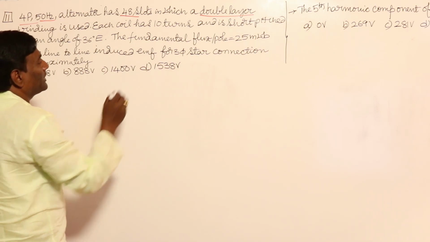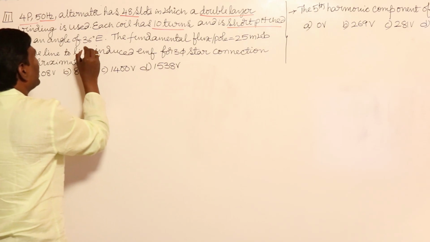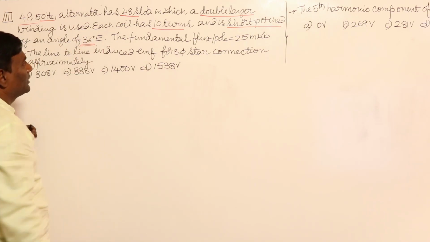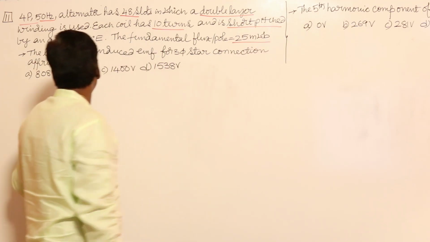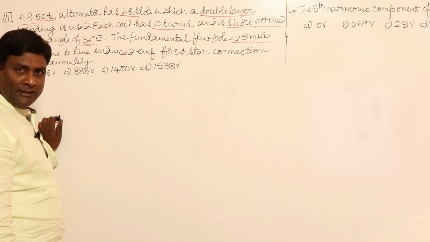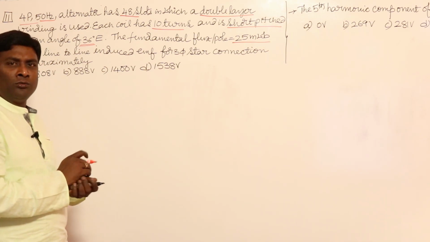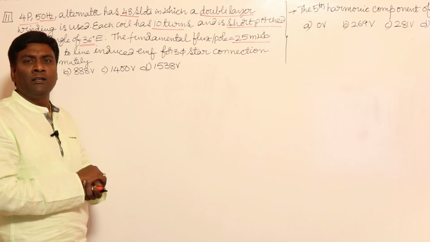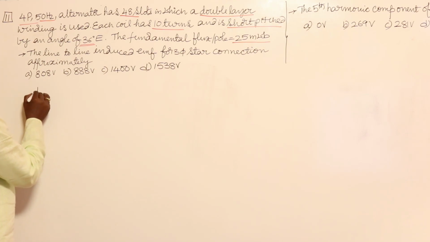is used. Each coil has 10 turns and is short pitched by an angle of 36 degrees. The fundamental flux per pole is 25 milliwebers. The line to line induced EMF for a 3-phase star connection approximately equals to? We have to calculate the induced voltage per phase now, and multiplying by root 3 will give you the line voltage. What is the induced voltage equation?